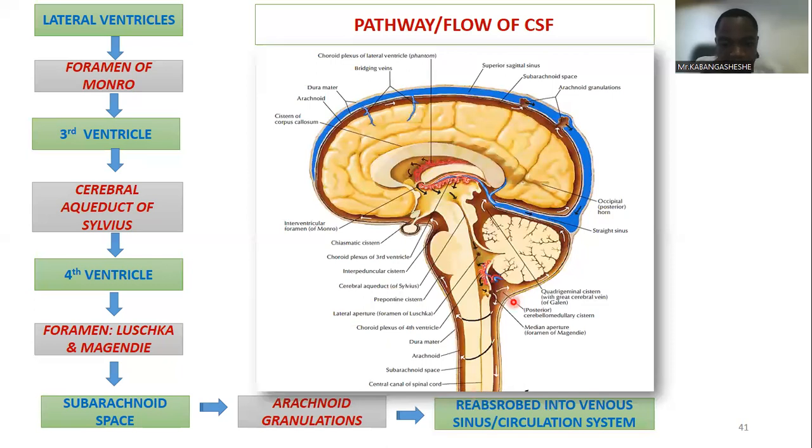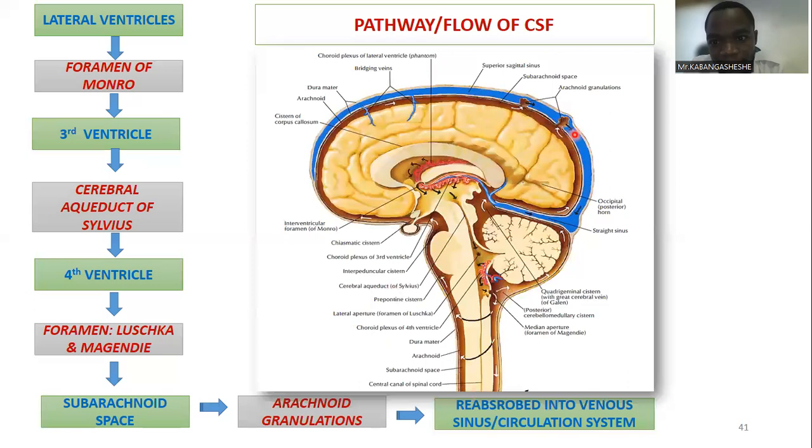Then the rest leaves the ventricular system to enter the subarachnoid space. So once it leaves through this foramen, it enters the subarachnoid space there. And then through the arachnoid granulations. So arachnoid granulations, these are out pockets or invaginations of the subarachnoid into the dura mater.